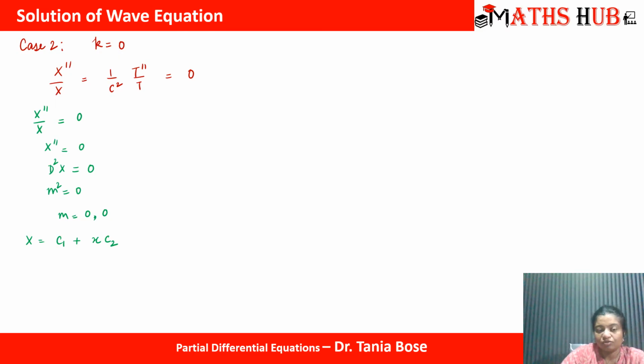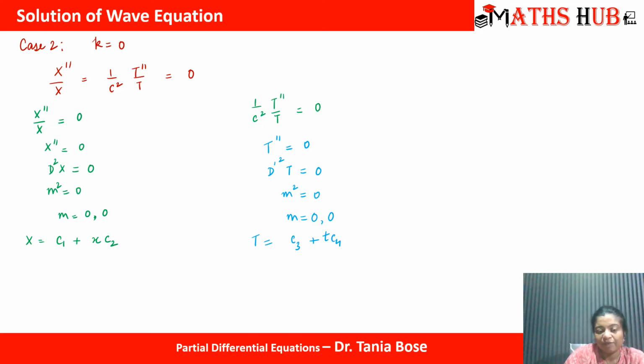Now let us work out for the second solution. We have 1 by c square t double dash by t is equal to 0, right? So from here t double dash comes out to be 0. So that means D dash square into t is equal to 0. So m square is equal to 0. So what is m? M is 0, 0. So from here t comes out to be c3 plus c4 into t, right?